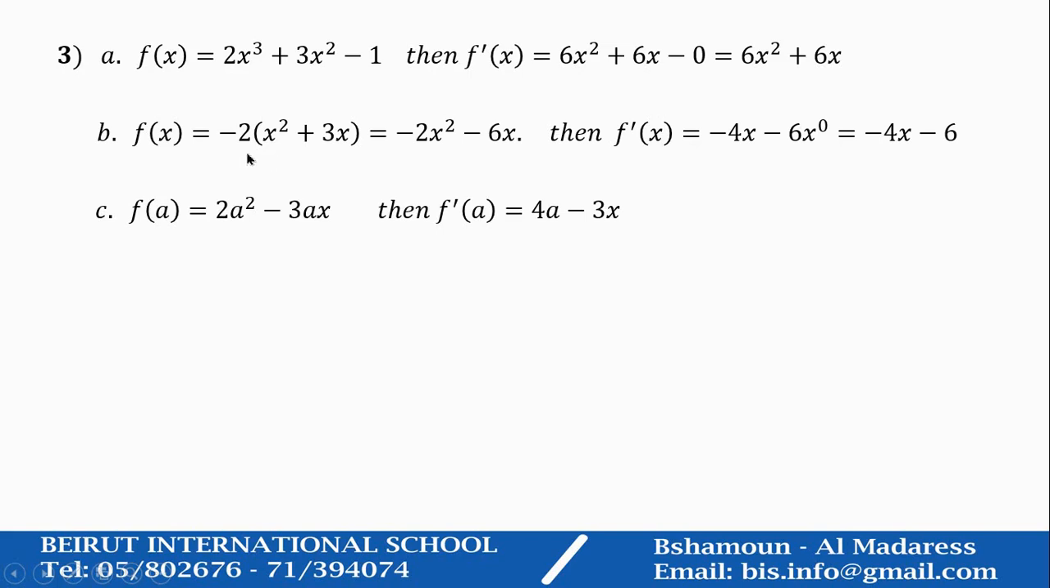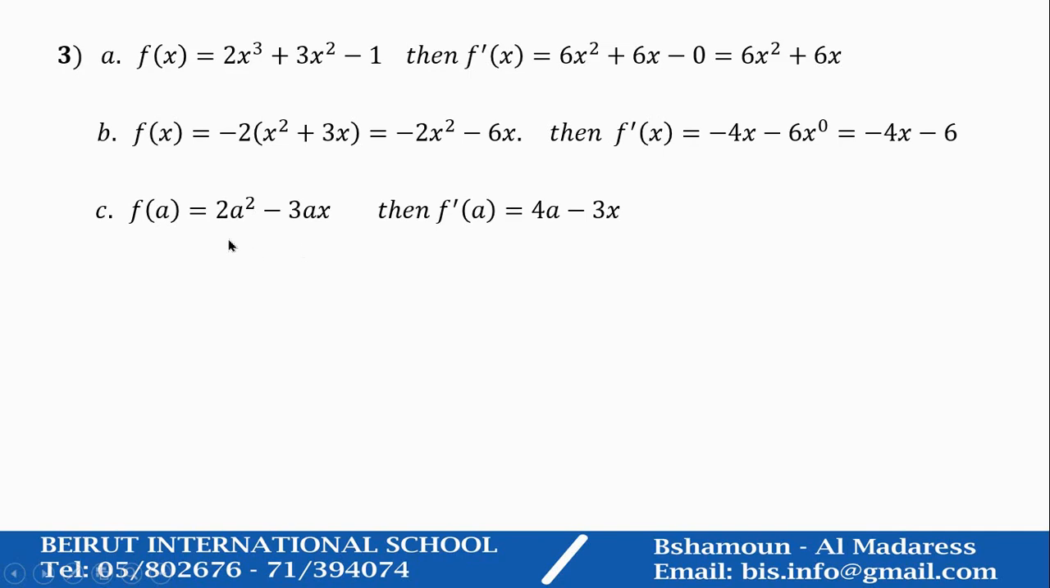You have this form. You expand, distribute, you find the derivative of each. This is minus 2 times x to the power 1, and this is minus 6 times x to the power 0, because 1 minus 1 is 0. Usually we don't write it. It is minus 4x minus 6.